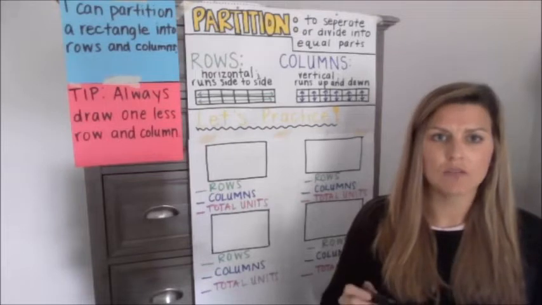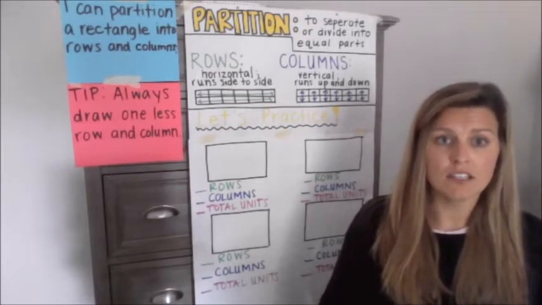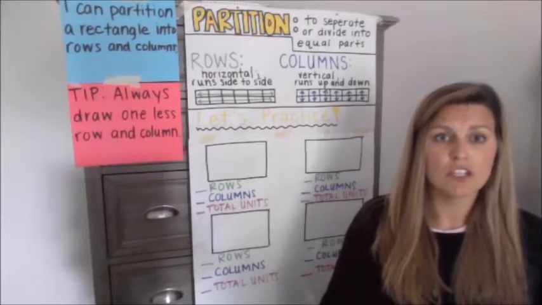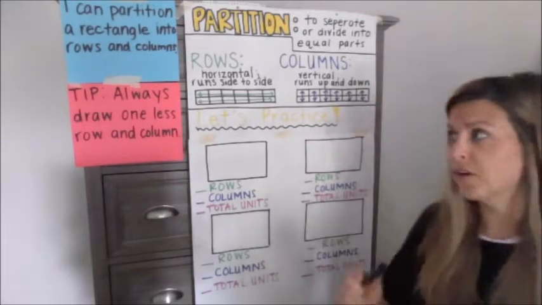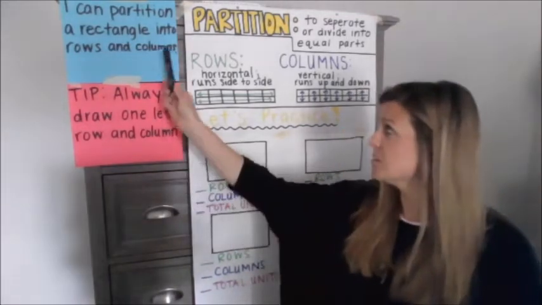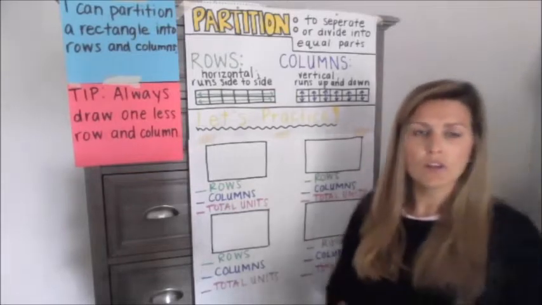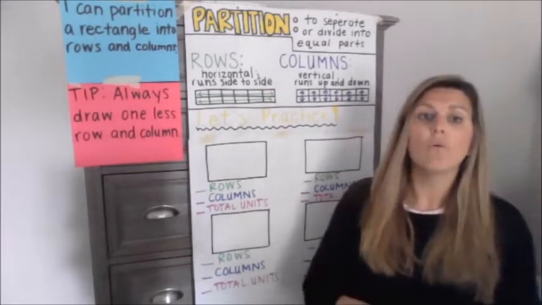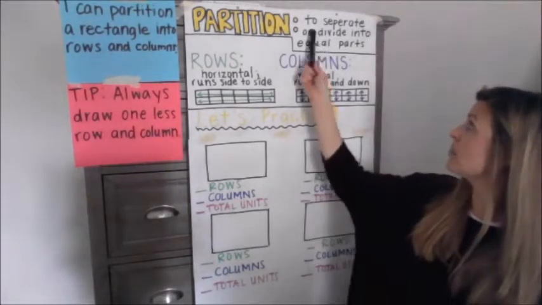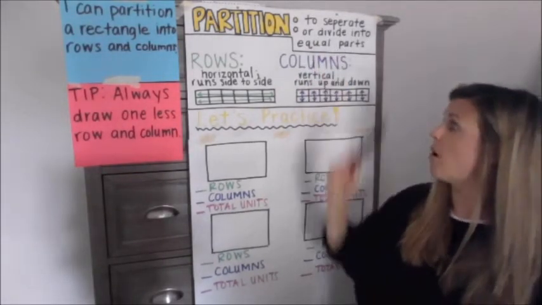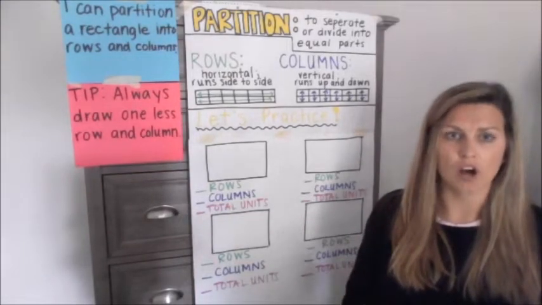I know that last week I started teaching you about partitioning rectangles, and Miss Healy also did a video this week. So we're just going to do a little bit more review on partitioning rectangles. Remember, your I can statement is: I can partition a rectangle into rows and columns. Partitioning means to separate or divide into equal parts. In order to partition, we use rows and columns.